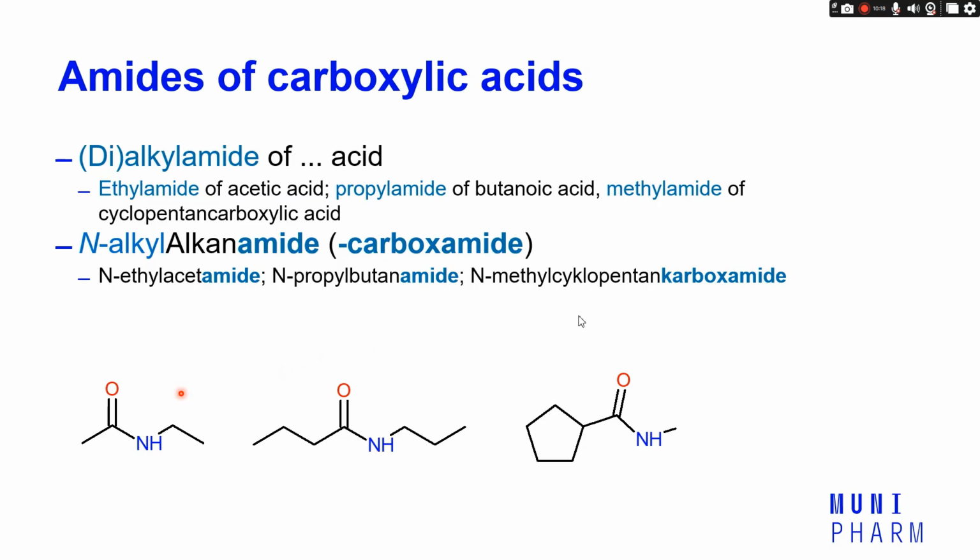Let's look at the same examples. This is N-ethyl acetamide. In this case, we use a trivial name for the acetic acid moiety. It means we don't use ethane amide, but acetamide. In this case, we name it systematically. Here is propyl, it is N-propyl, butane, because four carbons, and amide. And here it is the cyclic derivative, it is N-methyl, and it is cyclopentane carboxamide.